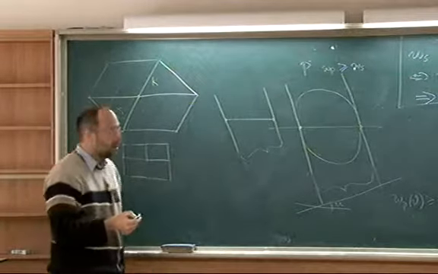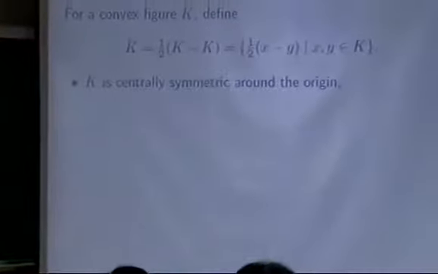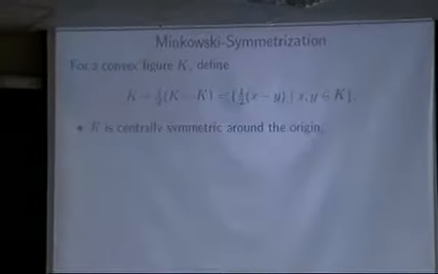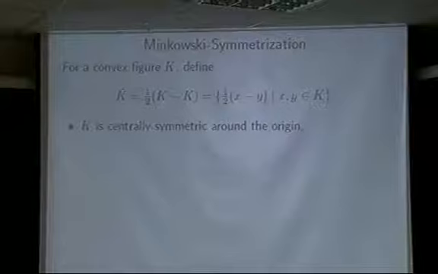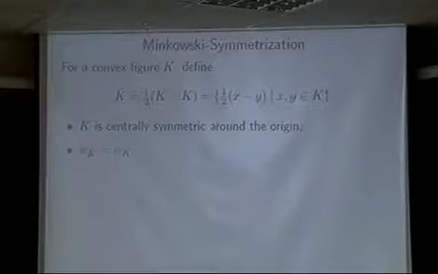Right, and so we easily observe that this object K bar, the Minkowski symmetrization, is centrally symmetric around the origin. That's why it's called the symmetrization. Simply because if x and y are from K, then y and x are also from K. The width function is the same as for the original object.